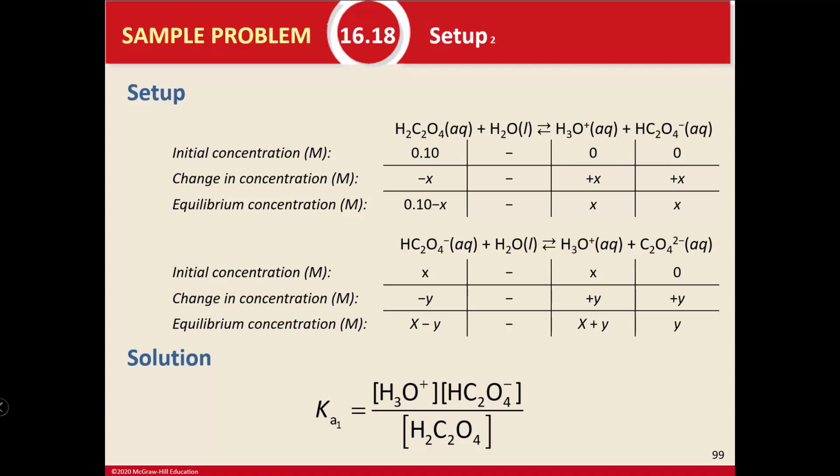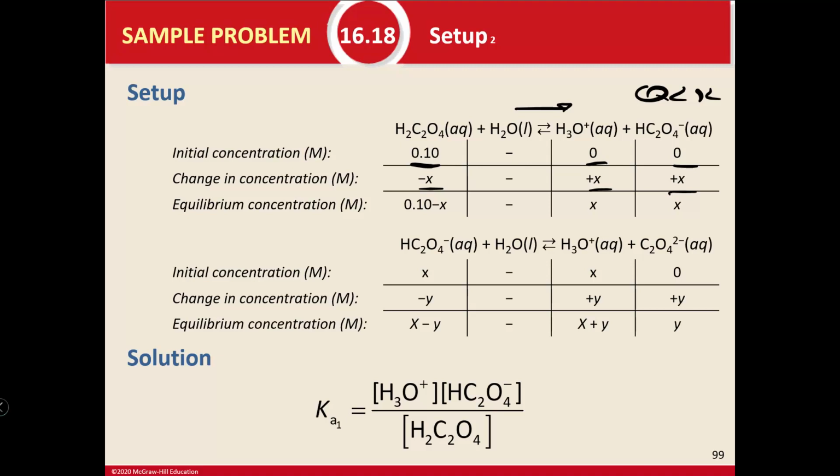So for the first one, you have the original concentration of the oxalic acid. These are 0. Q is less than K. Reaction goes in a forward direction. We're going to lose X amount of the oxalic acid. We're going to gain X amount of the hydronium ion. We're going to gain X amount of the hydrogen oxalate ion.